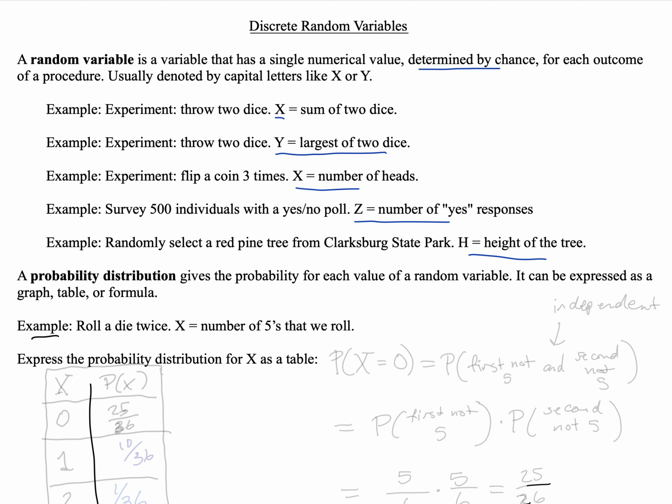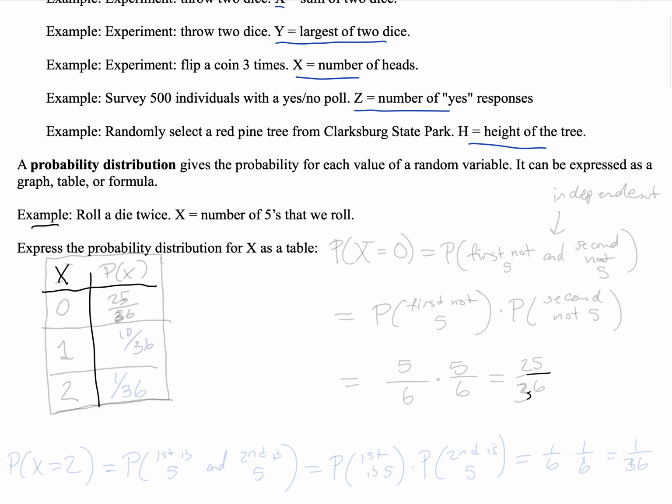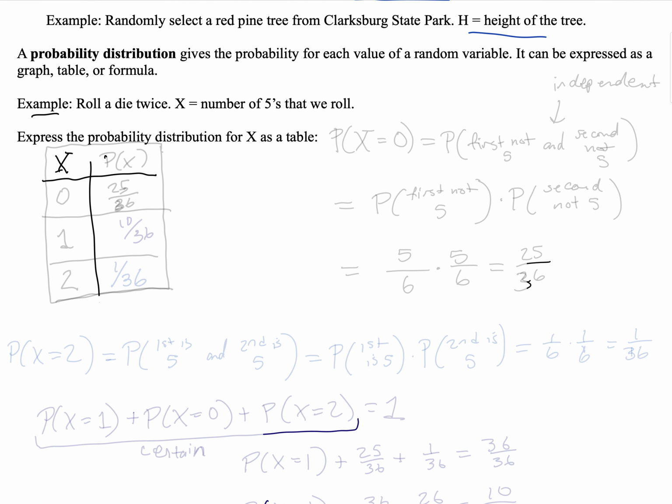So in our example, say we roll a die twice, and we just assume this is a 6-sided die. Let's let X be the number of 5s that we roll. So we can express this as a table, and our table will contain each possible value that X can take on and the probability that X takes on that particular value.